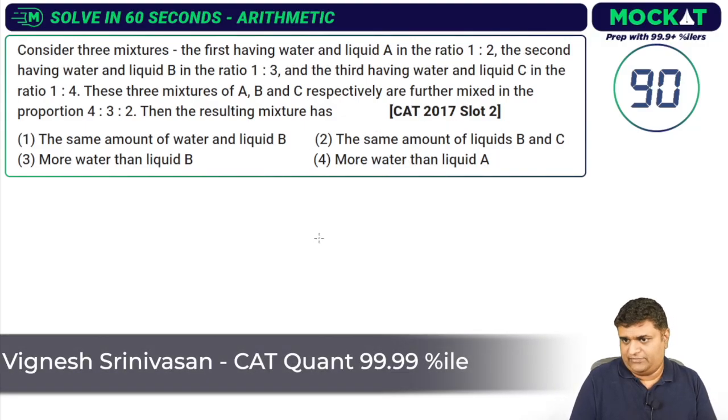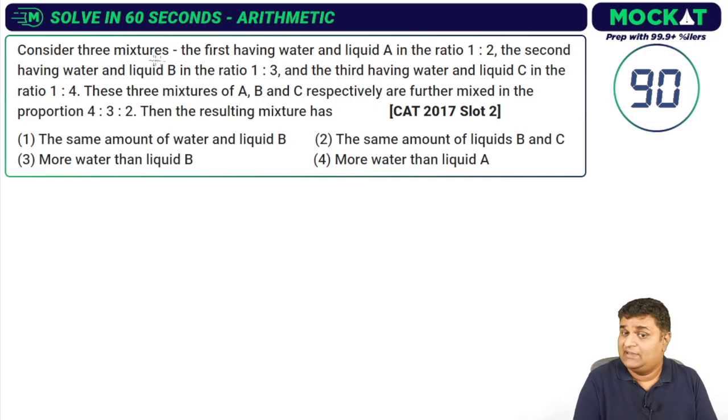Okay, on to a question from CAT 2017 slot 2. Slightly long question, should take a little longer, so I'm giving myself 90 seconds. I don't want to change the title over here. It's not just about proving to you that you can do every question in 60 seconds. Some of them will take a little longer, right? So let's start the time and let's try to do this now.